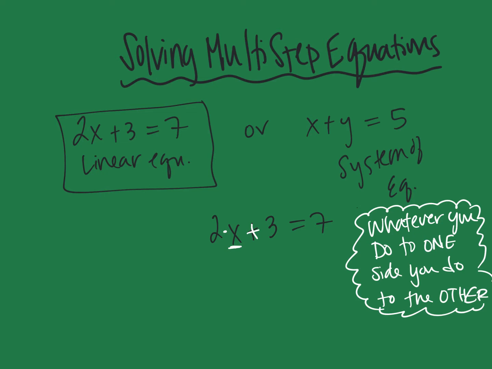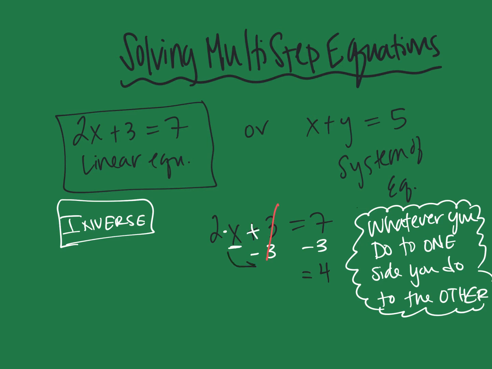And in order to undo it, we do the inverse operation. The inverse operation is what makes a thing go away. So the inverse of addition is subtraction. So I subtract 3 from both sides. When I subtract 3 from both sides, these 3's on the left-hand side cancel out. Those are gone because 3 minus 3 is 0. But on the right-hand side, I combine my like terms, and 7 minus 3 becomes 4. Then I bring my 2x down, and now I have 2 times x equals 4.